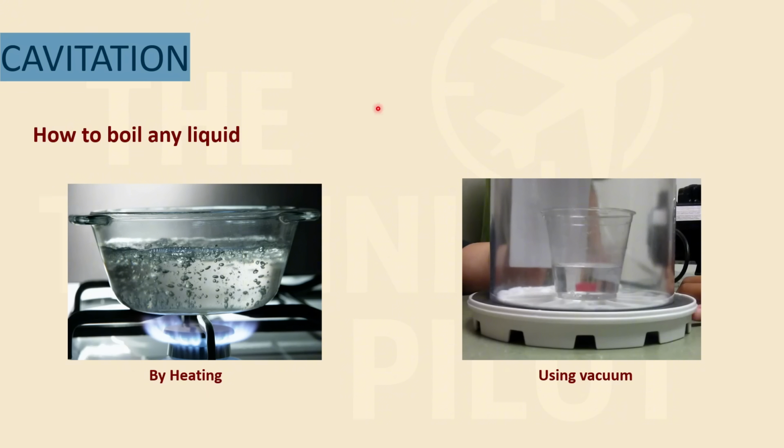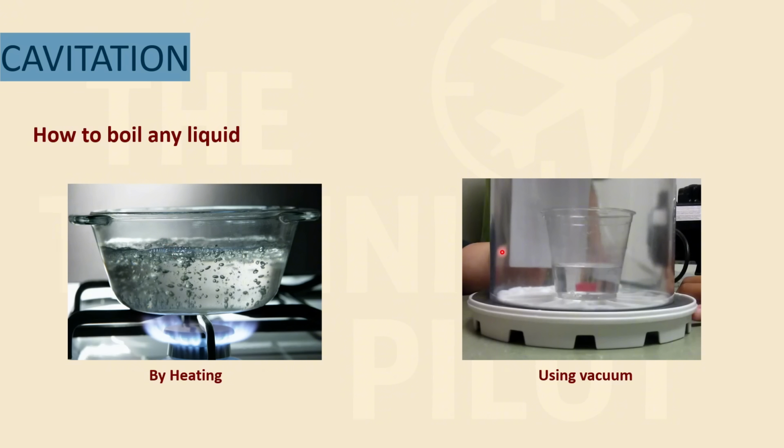So there are two methods. The first one is by heating. Obviously, you have a stove here, you have a vessel, and you are heating it. So the water is getting converted into vapors. You can see the bubbles here. So this is method one of boiling any liquid.